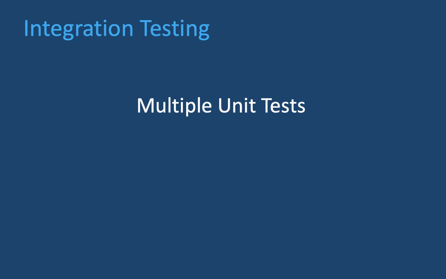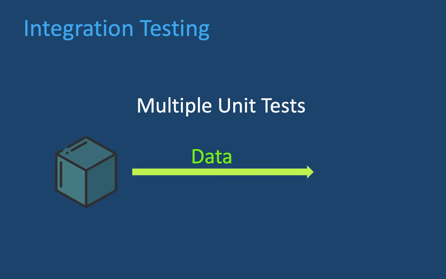The second level of software testing is integration testing. This testing is simply a combination of multiple unit tests. In unit testing, we test the individual components, but in integration testing, we test the integrated components. The purpose of this testing is to check the data flow from one module to another module or other modules.